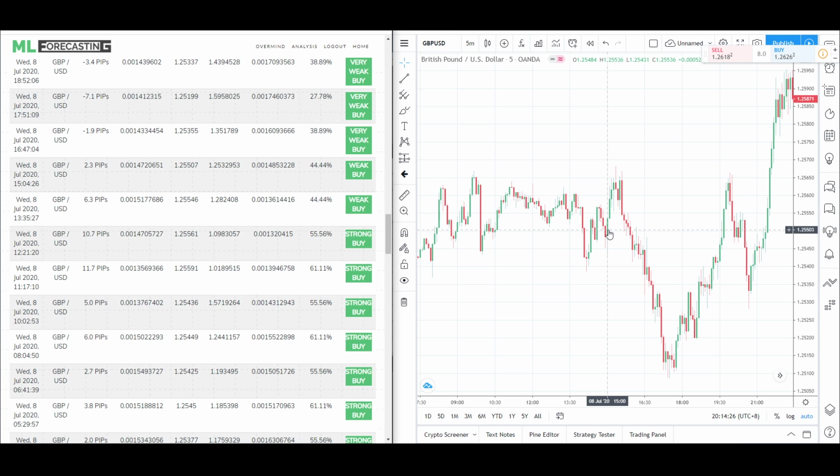Ooh, we might have just captured that little move there. And 2507, 25507. Hate it when that happens. 17.6, yep, that would have been a winner. We're looking for 15 or 14.7 to be exact.